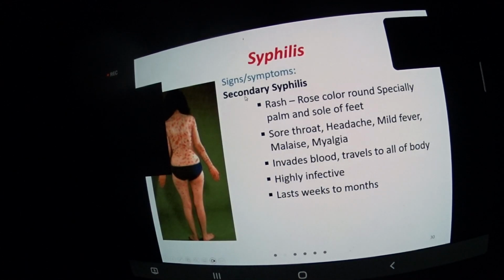Then they don't do anything, and it goes to secondary syphilis. Secondary syphilis can have a rash, not always, and the rash is all over the body, including the soles of your feet and the palms of your hands. Sore throat, headache, kind of like cold symptoms, flu-like symptoms. It can travel to all the other areas, and could last weeks to months, okay? At all stages, primary and secondary, they are very infectious.